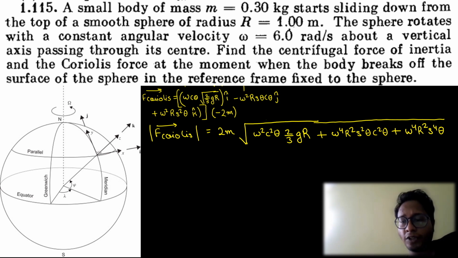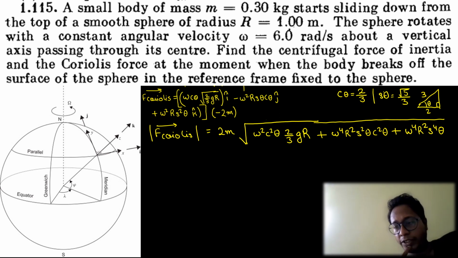And what was the value of cos theta? The value of cos theta was 2 by 3. You already derived it. And therefore sine theta is equal to root 5 by 3. This also I have derived. If you take a triangle and draw theta out here, this is 90 degrees. So if cos theta is equal to 2 by 3, then this perpendicular would be root of 3 square minus 2 square, which is 5, or root 5. So sine theta is equal to root 5 by 3.